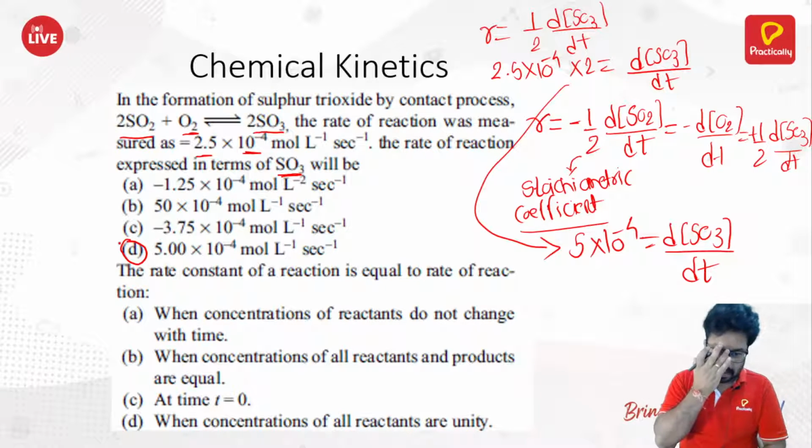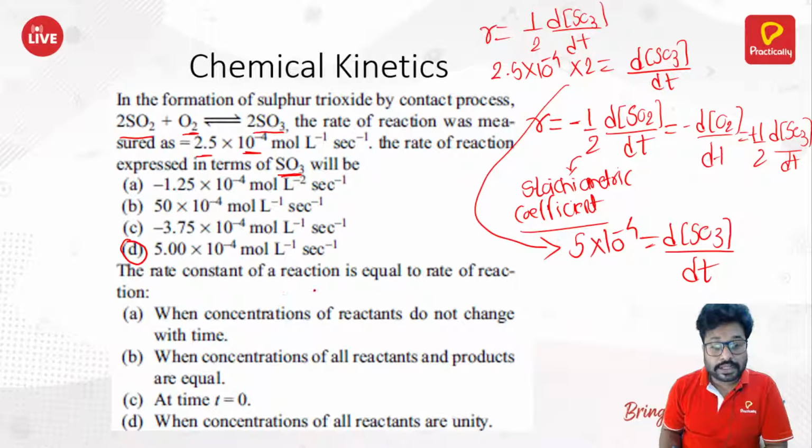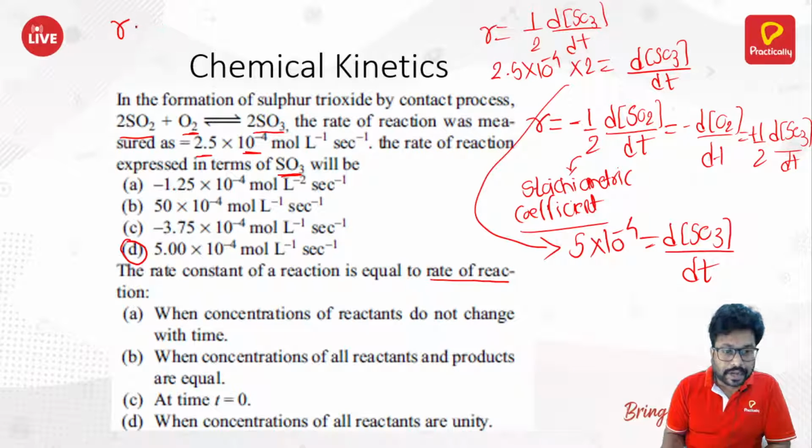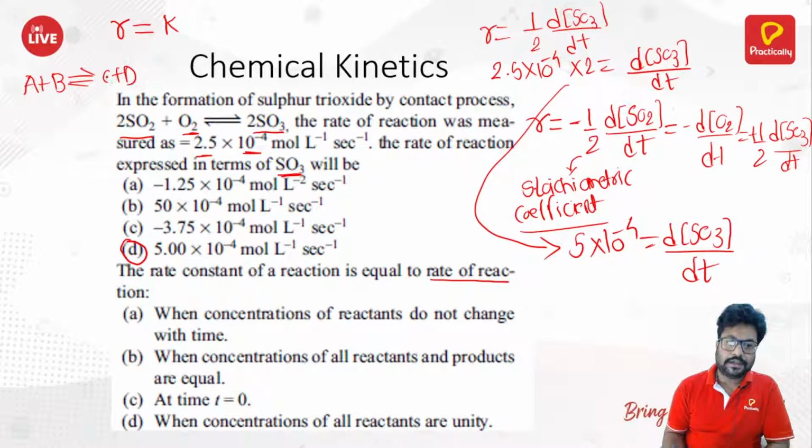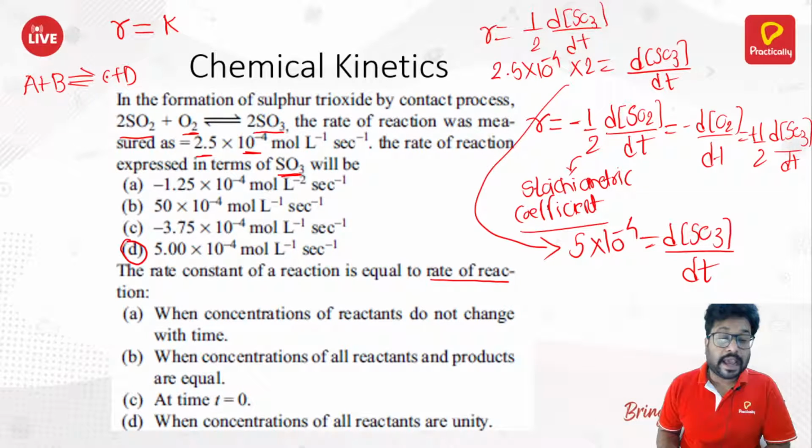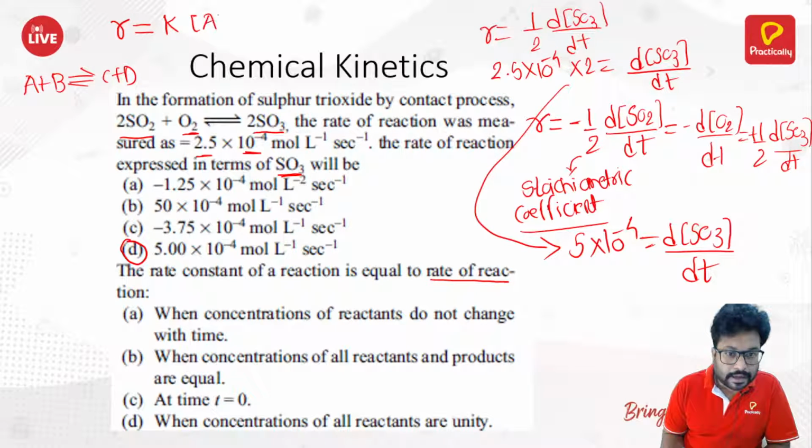Okay. Moving ahead, the rate constant of a reaction is equal to the rate of reaction. Now the rate constant is equal to what? This is your R. R is the rate of reaction. Rate of reaction R is equal to K. And suppose in your reaction A plus B are reacting to give you C plus D, right? That means A and B are your reactants. So R is equal to K, A raised to m, B raised to n.